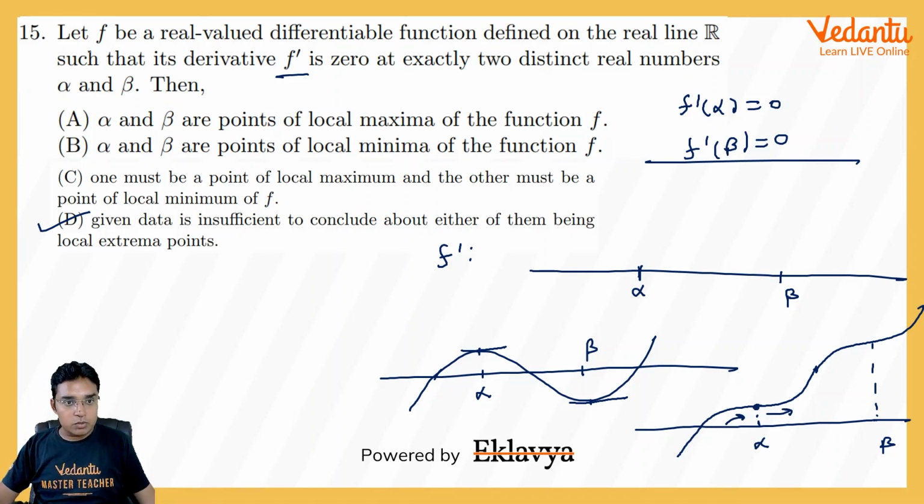Here you can read this question once again. It's a real valued differentiable function defined on the real number line R such that its derivative is 0. They have said only that the derivative is 0, but they have not said what the signs are before alpha, after alpha, before beta, after beta. So we will be going with D only. So the answer should be D.